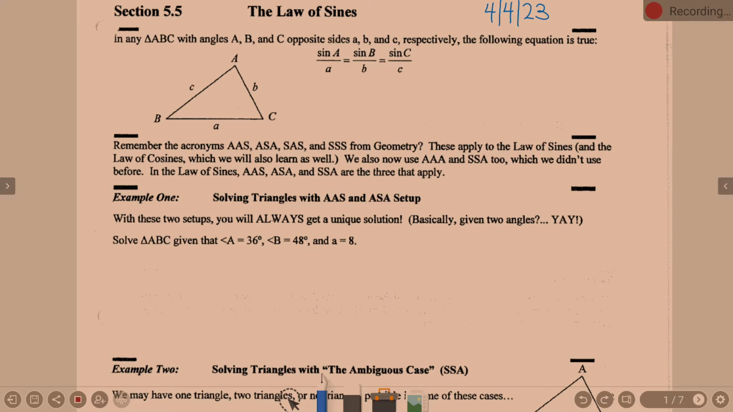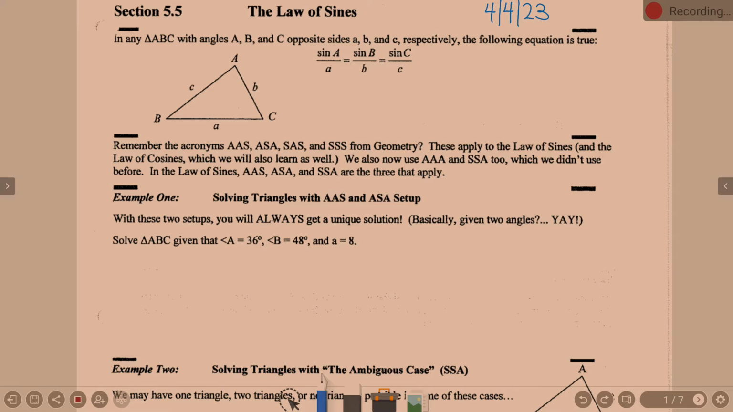So in any triangle ABC with angles A, B, and C, notice angles are denoted by capital letters, and sides a, b, and c, notice the sides are denoted by lowercase letters, respectively, the following equation is true. So there's 3 parts to this. You only ever need 2 parts at a time. But the idea is the sine of angle A is proportional to side a, just as the sine of angle B is proportional to side b, just as the sine of angle C is proportional to side c.